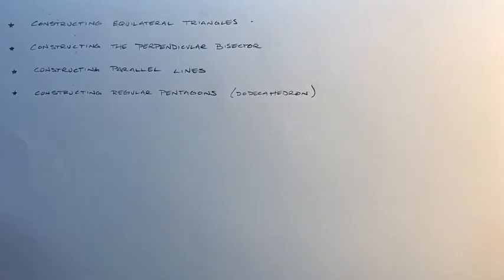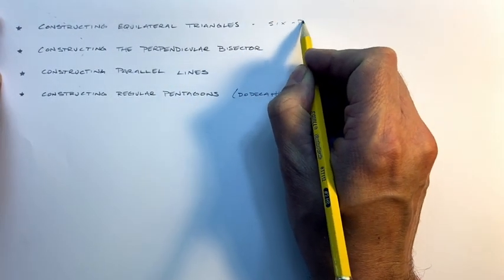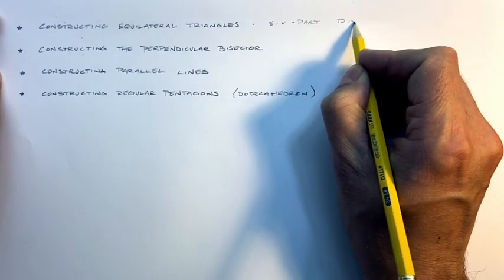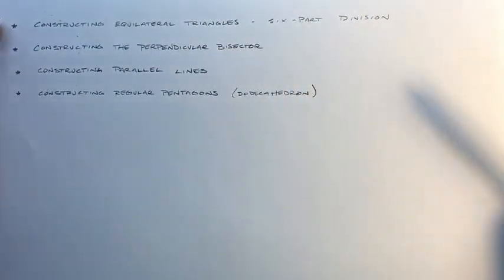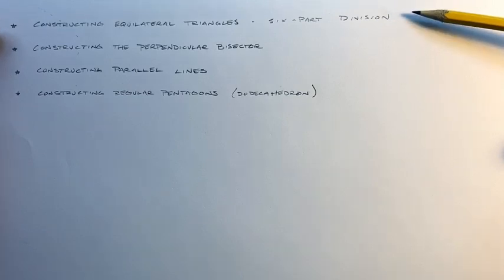In order to use geometric construction to form the nets that will allow the creation of the 5 three-dimensional platonic solids, the students will need to utilize 4 of the geometric construction techniques that they've learned in previous years. They'll need to be able to construct equilateral triangles. This is covered as well in an earlier video on the 6-part division of the circle. And constructing equilateral triangles will be used when they're constructing the tetrahedron, the octahedron, and the icosahedron.